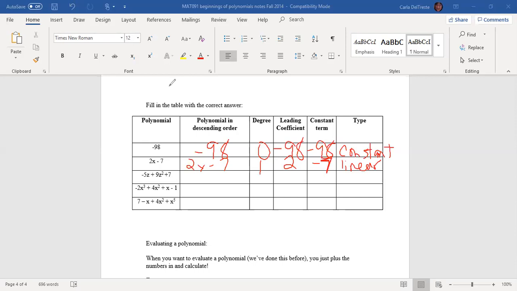All right, let's look at the next one. -5z plus 9z squared plus 7. Okay, this one's not in descending order. We're going to have to rearrange first. This should really be 9z squared minus 5z plus 7. I'm going to have to rearrange the highest exponent down to the lowest exponent. Now I can easily pick out the answers to the rest of the questions. The degree will be 2, because that's your highest exponent. The leading coefficient will be 9. The constant term is a 7. And the highest exponent is a 2, so it's classified as a quadratic.